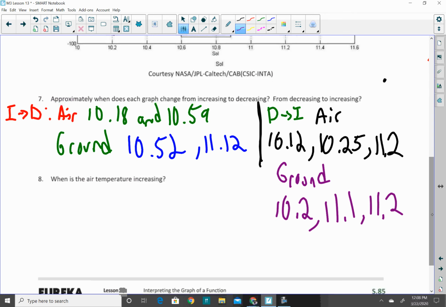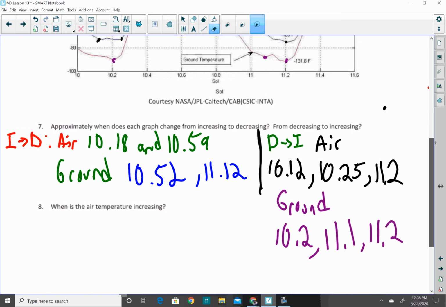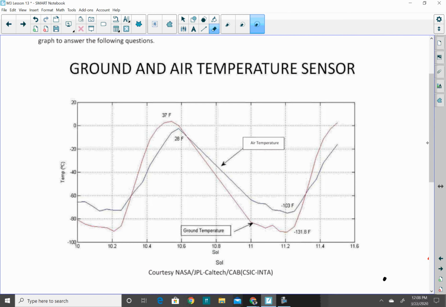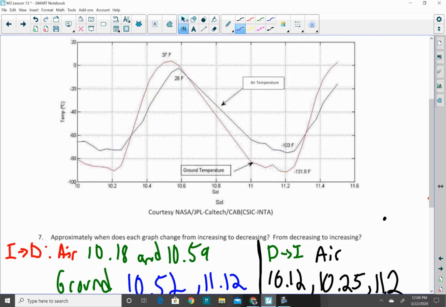All right, so when is the air temperature increasing? In other words, between what values is the graph of the air going up? We're going to use that interval notation with those square brackets. So where is the air going up? Well, let's just circle them first. We'll do this in blue. So there it's going up. Big interval here where it's going up. And I think over here as well.